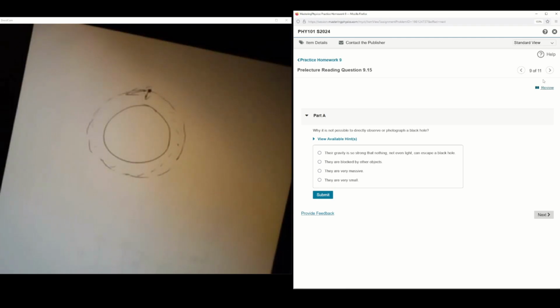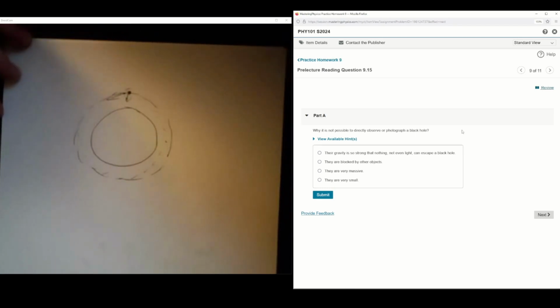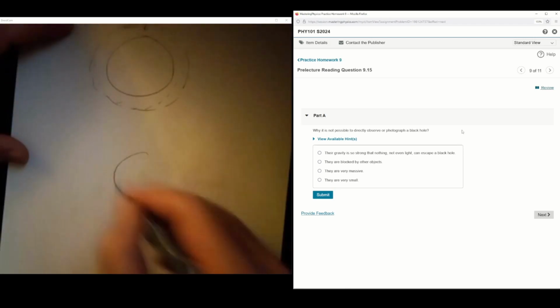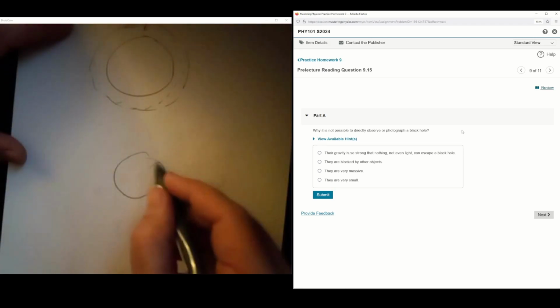Why is it not possible to directly observe or photograph a black hole? Well, look, that seems like a strange question to me because we just saw a picture of a black hole in the text. So, I mean, I get what they're going for. They want us to answer with that light can't escape a black hole. I get what they're saying. That if you just have a black hole, light can't escape it.